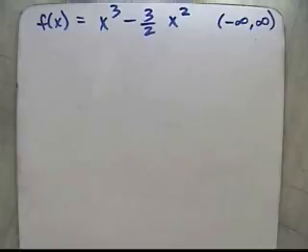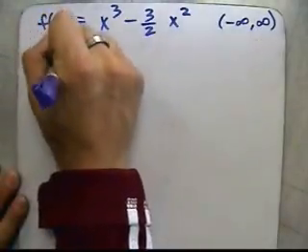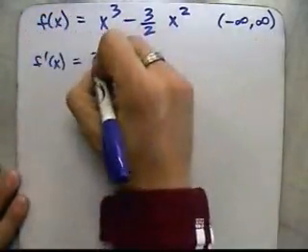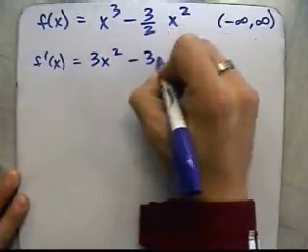So what we want to do is find those critical points, those critical values, and then find out where it's increasing and decreasing right around that. It's only going to switch at those critical values. So if we find the derivative of this, which is pretty simple on this one, we get 3x squared and then minus, what, 3x?